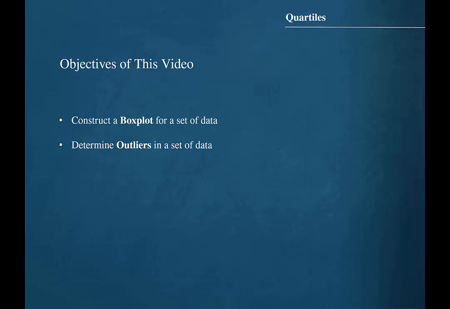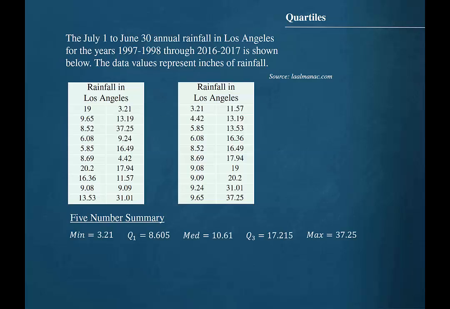The objective for this video is to learn how to construct a box plot and how to determine outliers in a dataset. In a previous video, we constructed the 5-number summary for the July 1 to June 30 annual rainfall in Los Angeles for the years 1997 to 1998 through 2016 to 2017.